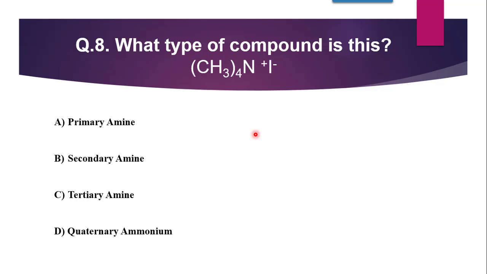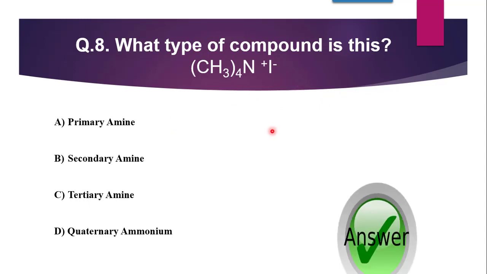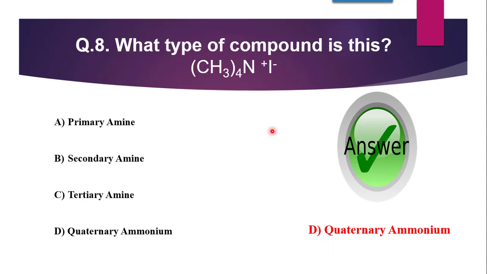Then question number 8. What type of compound is this? As we just discussed, tertiary amine, and the further form of tertiary amine is this: when nitrogen is attached to 4 R's, that is 4 CH3, a plus charge will come, and it is bonded by the halide which has a minus charge. So it is definitely a quaternary ammonium, because primary has 2 hydrogens, secondary 1 hydrogen, tertiary no hydrogen, here a plus charge, and it is bonded by any anion, or you can call it a minus charge halide. So the answer is quaternary ammonium.